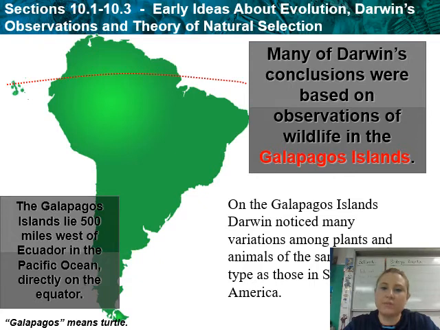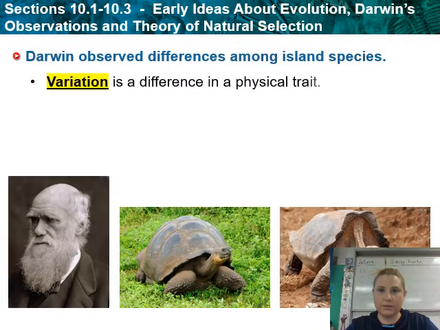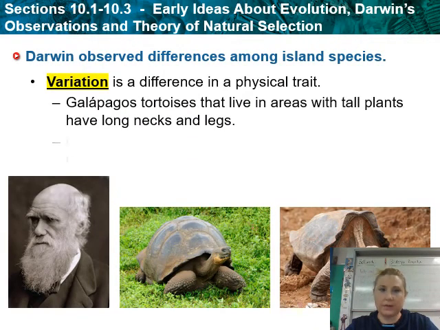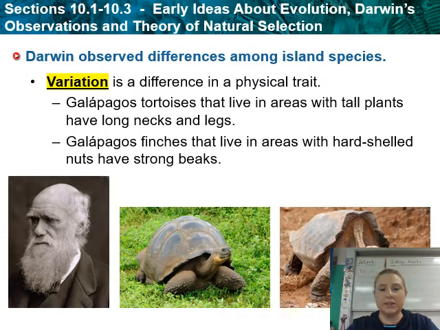And Darwin noticed many variations among the plants and animals that were of the same kind or the same type as those that were found on the mainland of South America. And it made him start to think about these island species. What he noticed is he started to see these variations from island to island based on the environments of those islands. Okay, and one thing that he noticed were these things called variations, and a variation is just a difference in a physical trait.